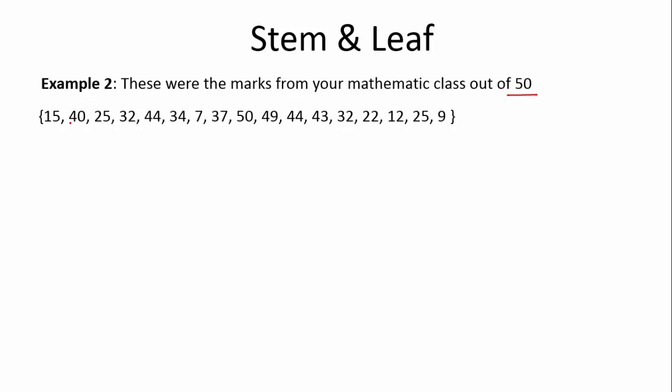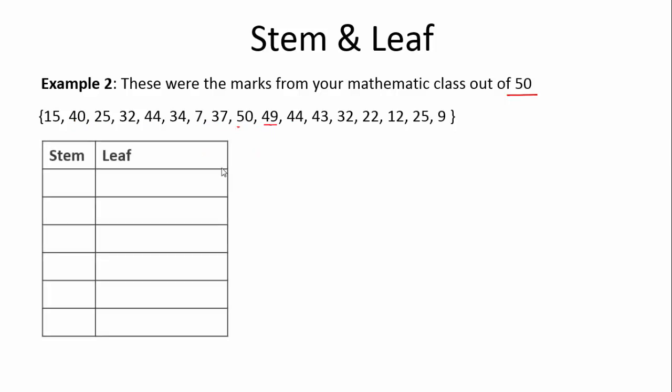Some students got 15, some got 40, there was a 7, there was a 49, there was a 50. Some people did really well. So how do we put this in a stem and leaf? Last time the stem had a decimal between the stem and the leaf. Now we're just going to use the stem as the decades for each of these numbers, the tens of these numbers. What is our first ten going to be?